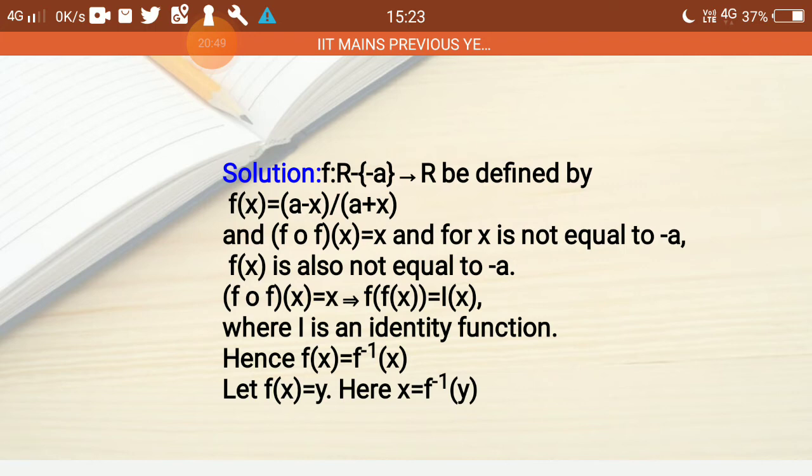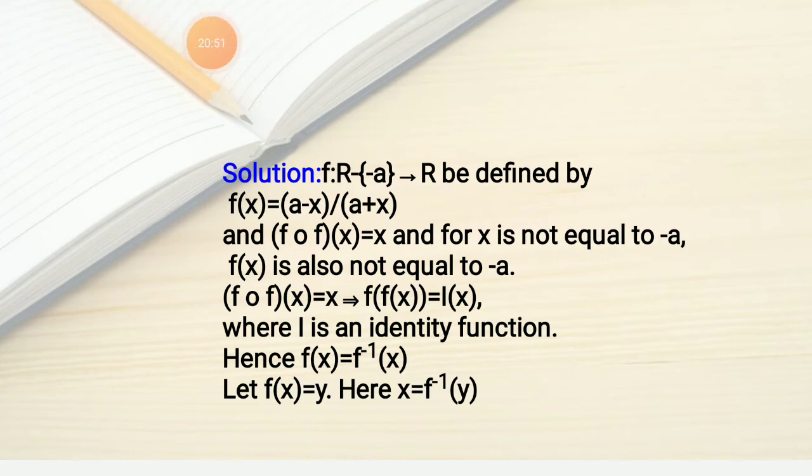f from R minus {minus a} to R defined by f(x) equal to (a − x) by (a + x), and f circle f of x is x, and for x not equal to minus a, f(x) is not minus a is a condition. f circle f of x equal to x, f circle f is I, where I is the identity function, because all of us know I(x) is x. Hence f is its own inverse. Whenever f circle g is I, g will be the inverse of f. So let us find f inverse of x, we get some idea.